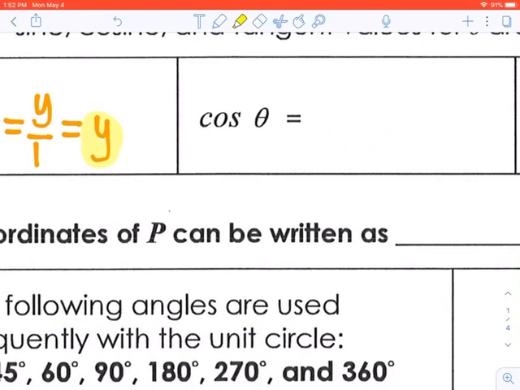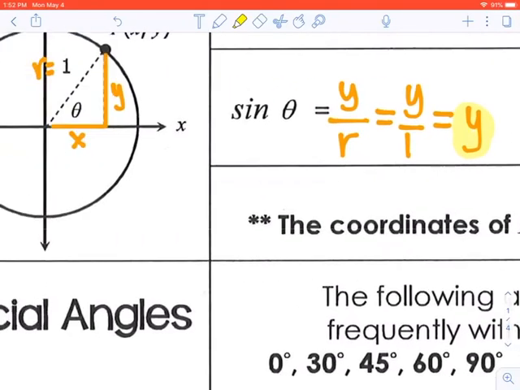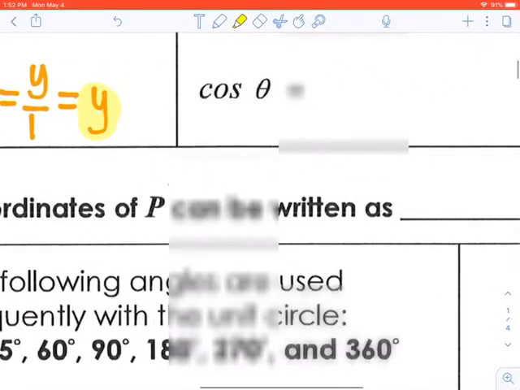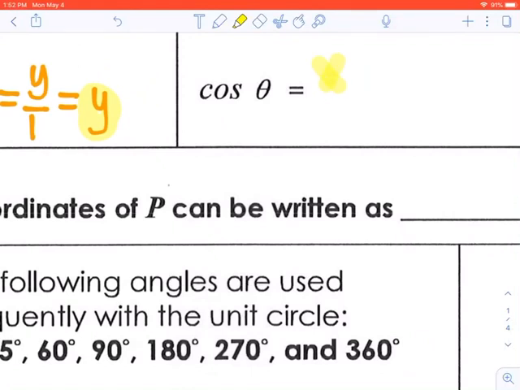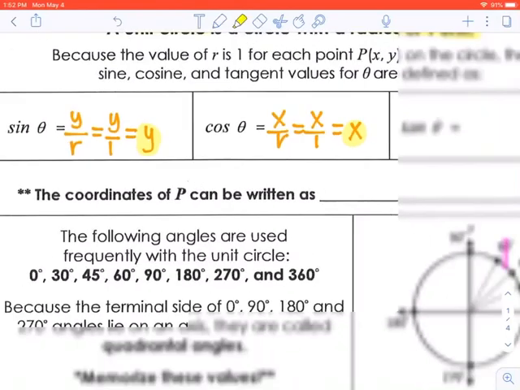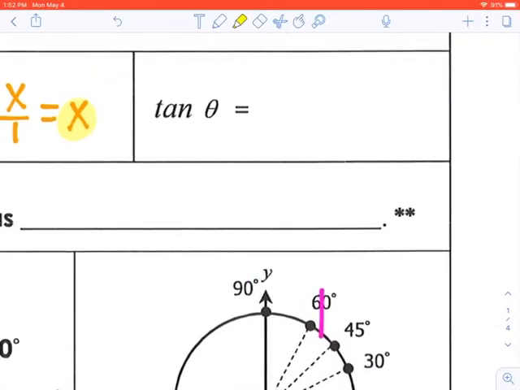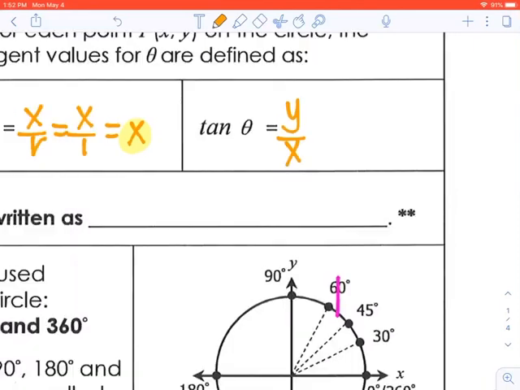Likewise, if you look at cosine, cosine is adjacent over hypotenuse, which we said before was x over r. Okay, x over r. Well, now the radius is 1, so that's x over 1, and so your cosine is just x. Okay? And then we said tangent was the opposite over the adjacent, so in this case, that's going to be y over x, okay? Still y over x, whatever the y is, whatever the x value is, that's going to be your tangent of theta, okay?